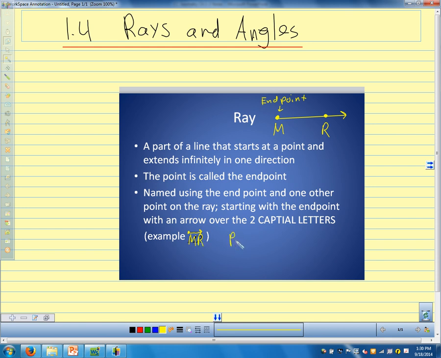We could also name it this way, but if we named it this way, we'd want to put our ray going that direction. So our points and our arrows have to line up in the same way on the ray and the way we name it. They have to be the same. So there's our name of our ray.